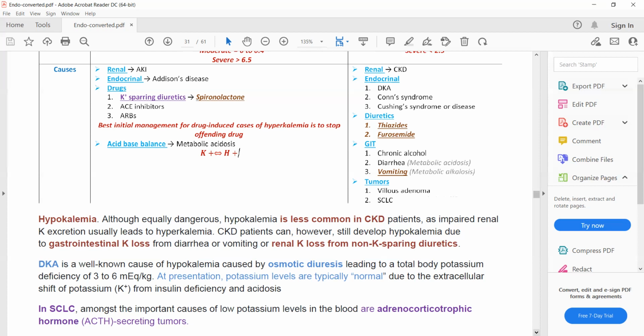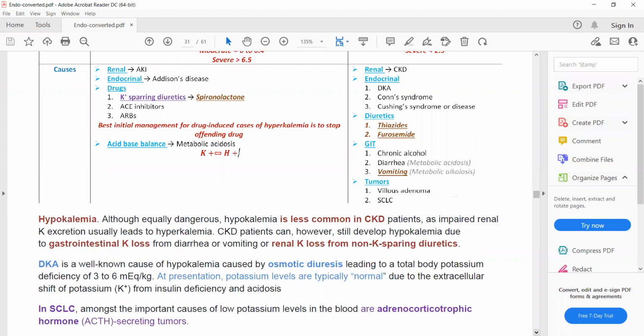Now some tumors which can cause hypokalemia: villous adenoma. If you remember from the chapter of GIT, villous adenoma causes a large amount of mucus-secreting diarrhea, and due to loss of potassium ion in the diarrheal fluid, villous adenoma can cause hypokalemia. Now, another tumor which can cause hypokalemia is small cell lung cancer.